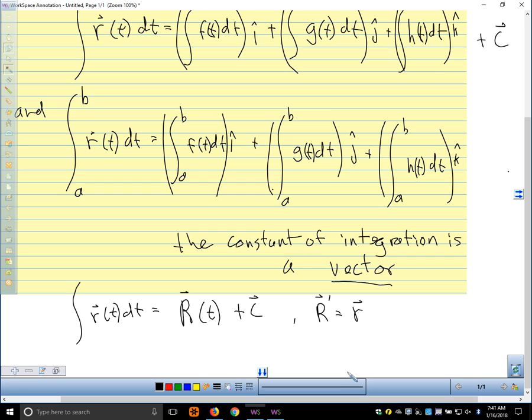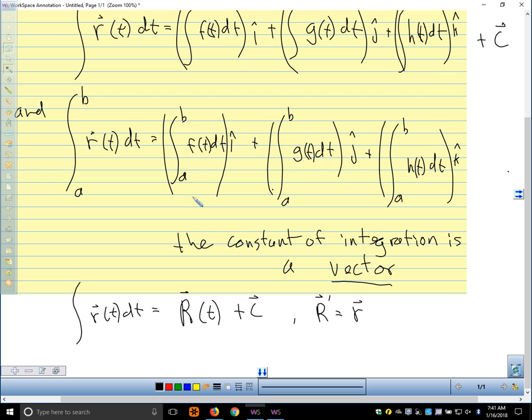All right, so just like we'd expect, we integrate component by component, just like we differentiate component by component, just like we take limits component by component, just like we test for continuity component by component. All right, questions there? Okay.